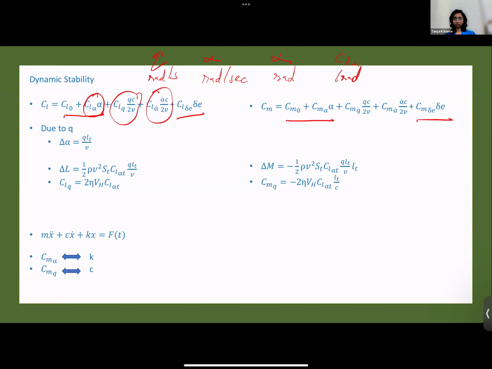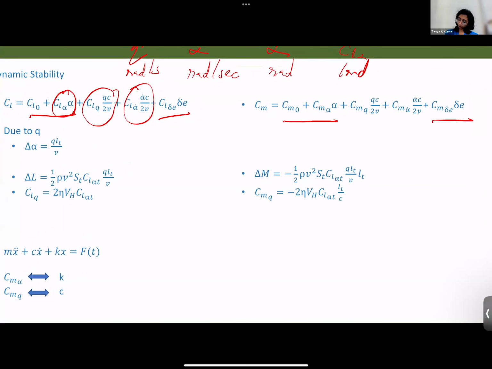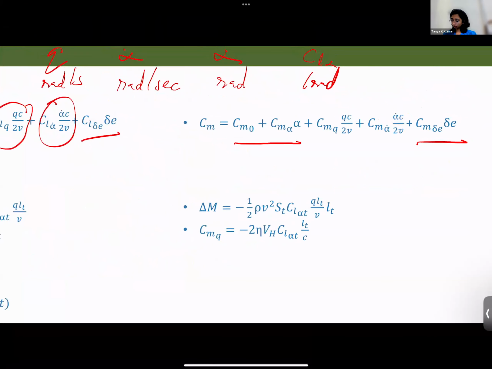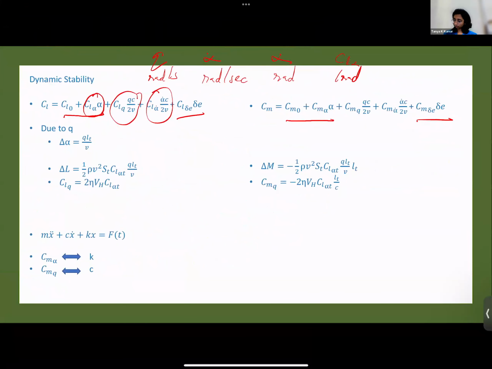So what is CLQ? What is the unit of CLQ? Or how do you define CLQ? We discussed this even in the last session. CLQ is dCL by d(Qc by 2V), correct? So you should be able to get the units and the dimension from here. I will not be discussing this.